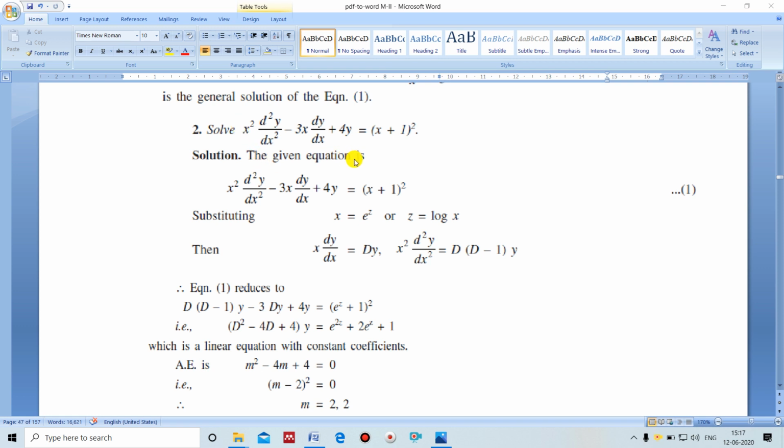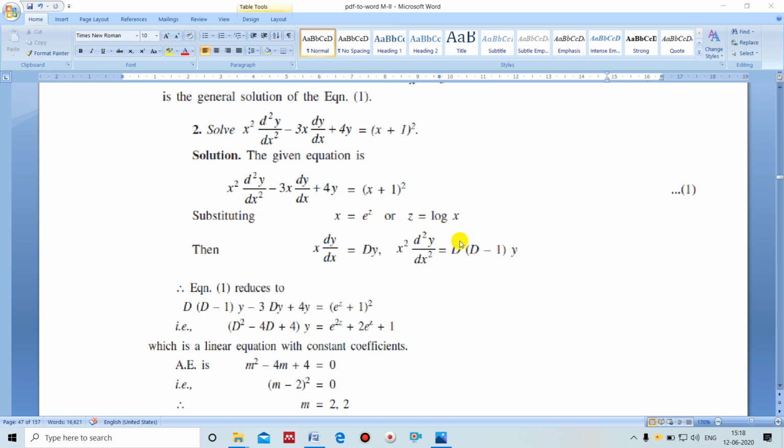The given equation can be converted into a linear differential equation by substituting x = e^z, or z = log x. Whenever x is there, you put e^z. If log x is there, we put z. Then put x dy/dx = Dy, and x² d²y/dx² = D(D - 1)y.